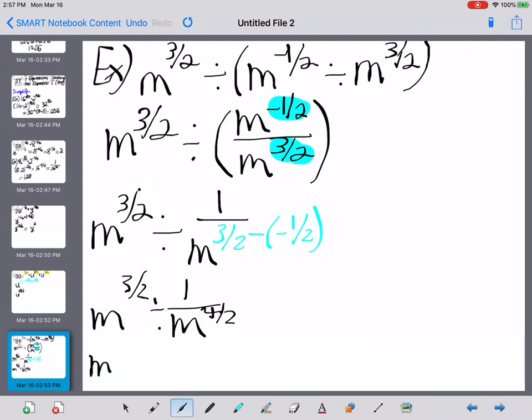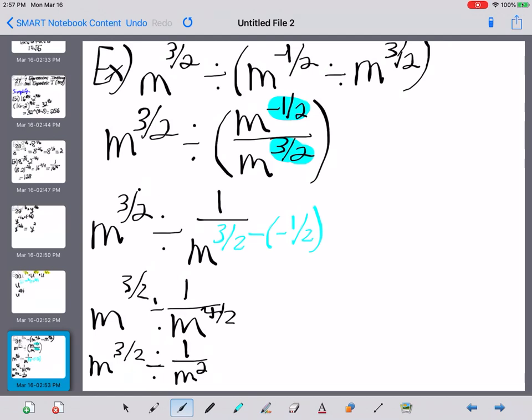So this is going to be m to the 3/2 divided by 1 over m squared. Okay, you may be like, oh my heavens, we're still not done with this. Well, we're almost done.